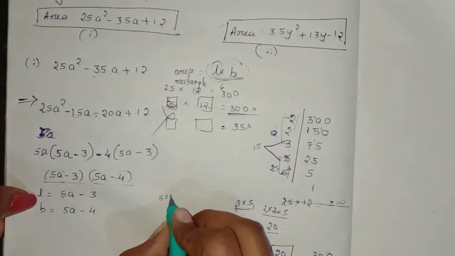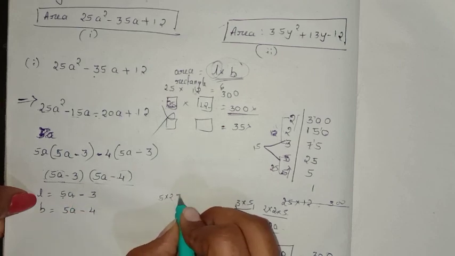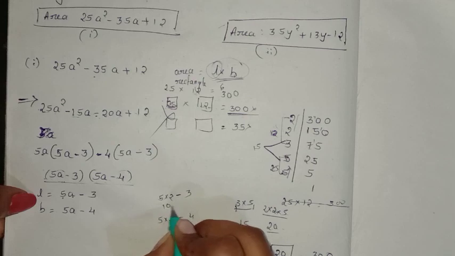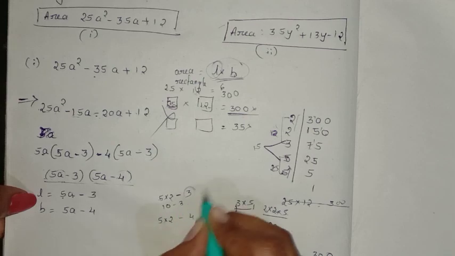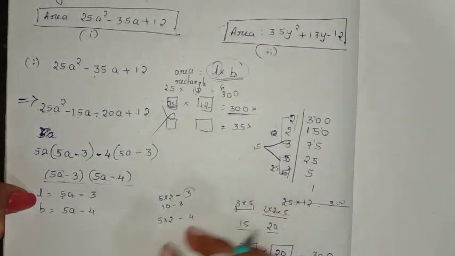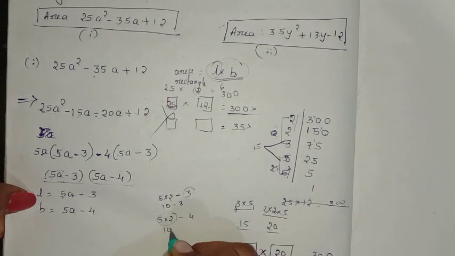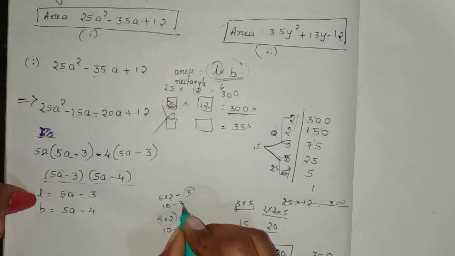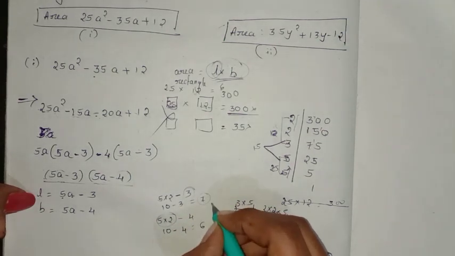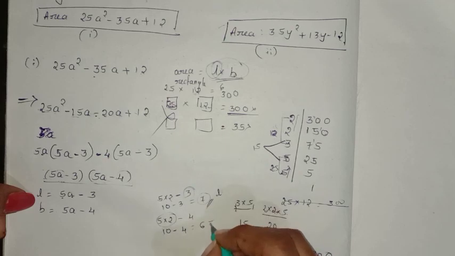If at all you have not understood, just think that if a is equal to 2, okay, then here 5 into 2 minus 3, and here 5 into 2 minus 4. 5 2s are 10, 10 minus 3. So this is the less value. From this value we are subtracting a smaller amount, and here from the total we are subtracting more. So 10 minus 3 is 7 and 10 minus 4 is 6. So this is the bigger number. So that's why we have considered it as the L.